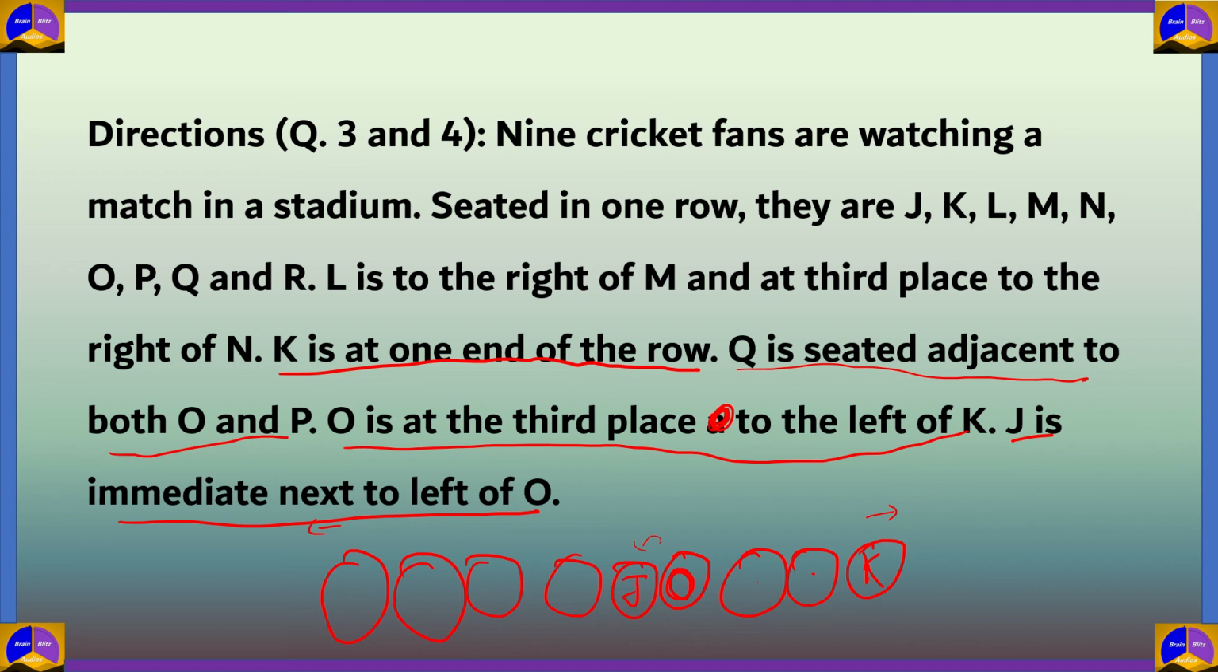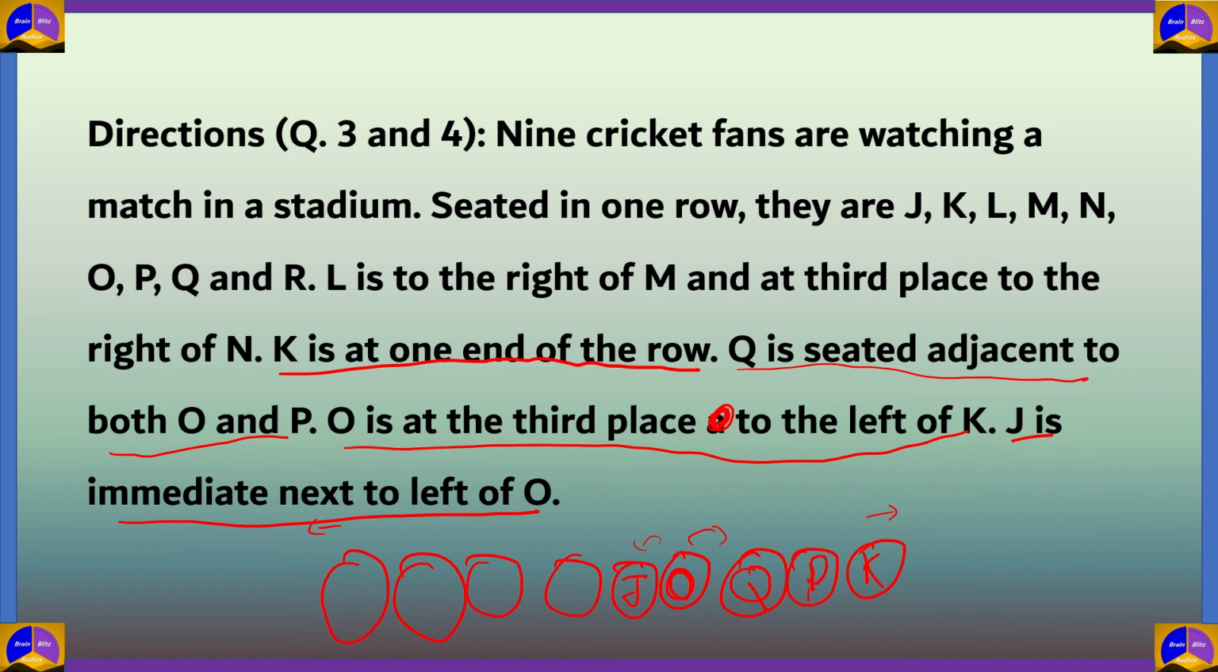So now to the immediate left of O, we have J, but Q must be seated immediately to the right or left of O. So since it can't be placed in the left position, Q would be over here. Now Q is seated between O and P, so P would be there.